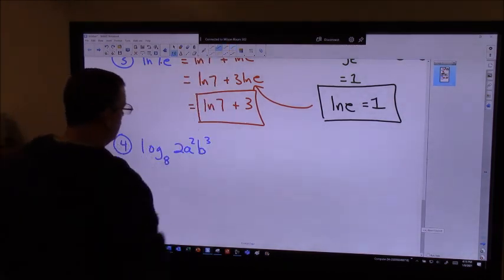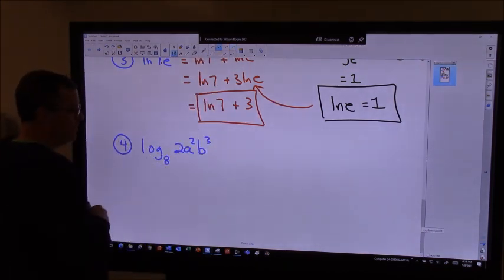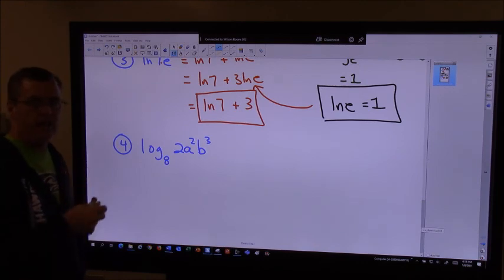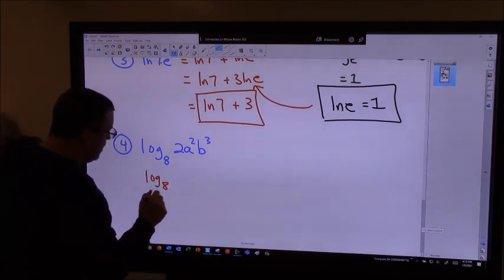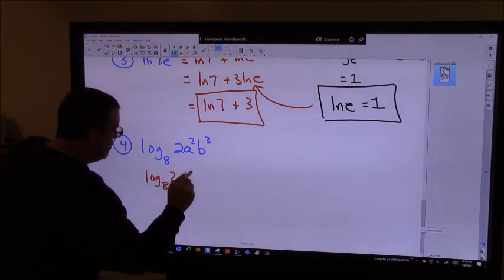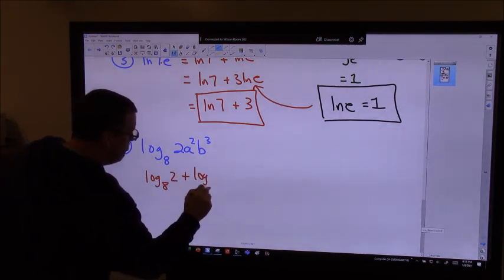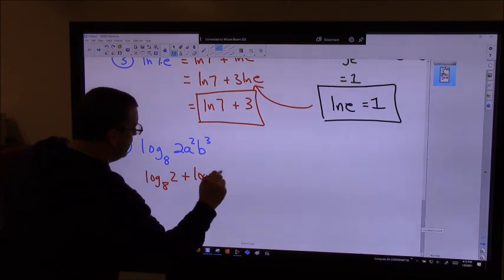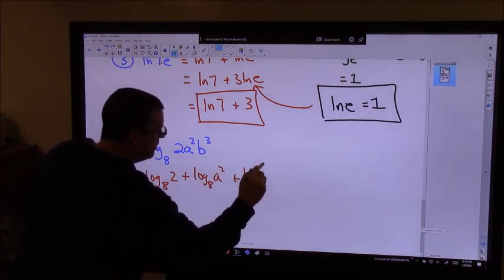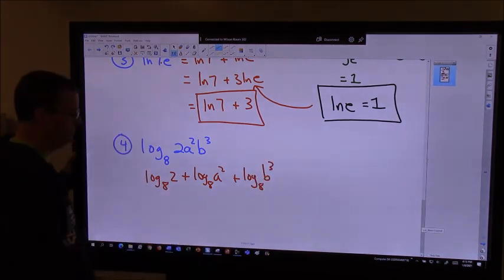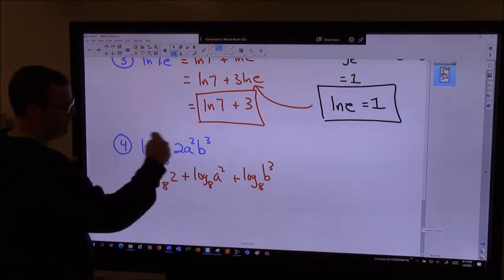All right, so I am multiplying 3 things with exponents. It means I need to add all 3 of those exponents. So I'm going to say log base 8 of 2 plus log base 8 of a squared plus log base 8 of b cubed.